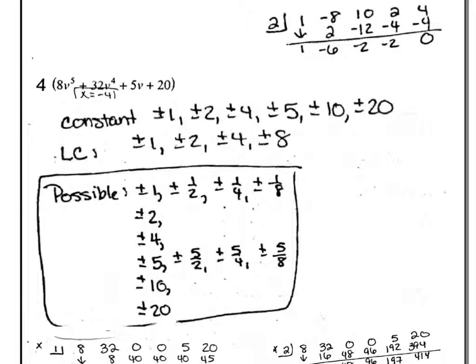So this one had quite a few you could have done. Again, try to avoid the fractions unless you have absolutely no other choices. The single root that I found was -4. You could also have checked 5, 10, and 20, but once you find that single root, you don't need to check anymore.